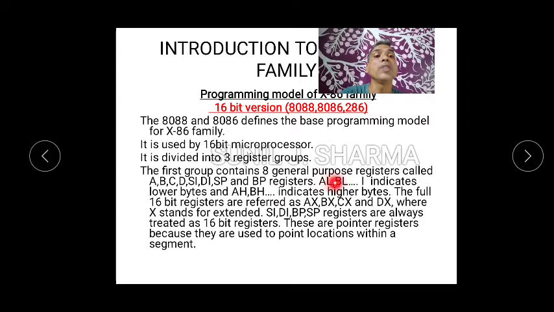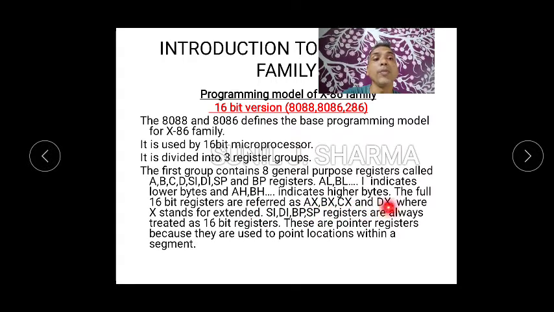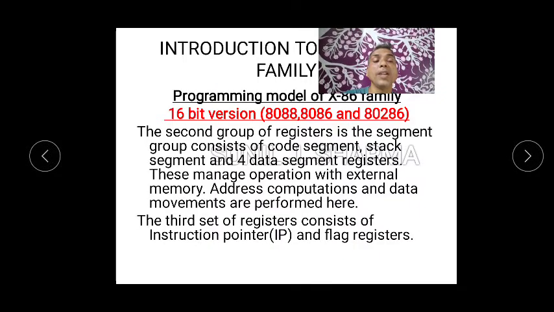Then we also have AL, BL, where L indicates the lower byte and H indicates the higher byte. The full 16-bit registers are referred to as AX, BX, CX and DX, where X stands for extended. SI, DI, BP, SP registers are always treated as 16-bit registers. These registers are pointer registers because they are used to point to locations within the segment. We will see the diagram of that also.